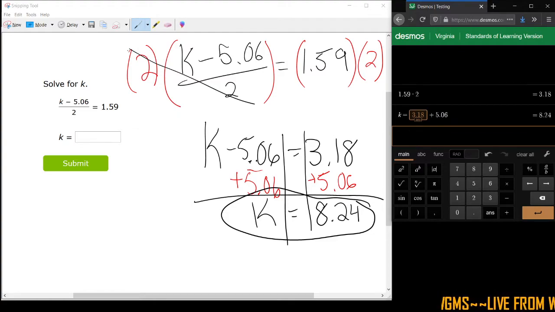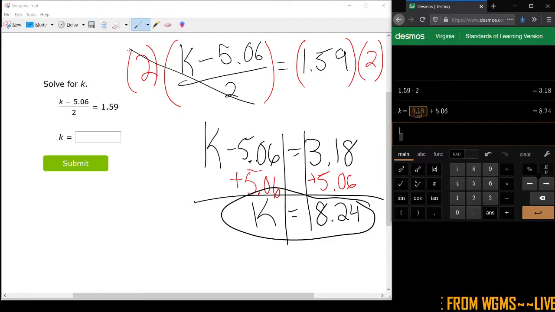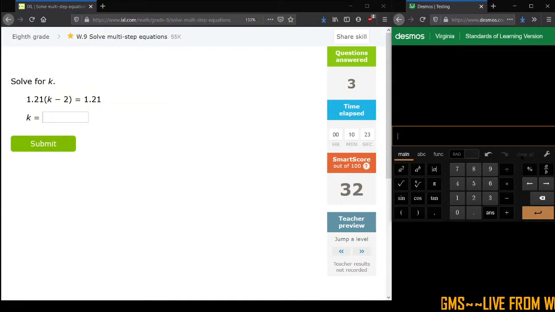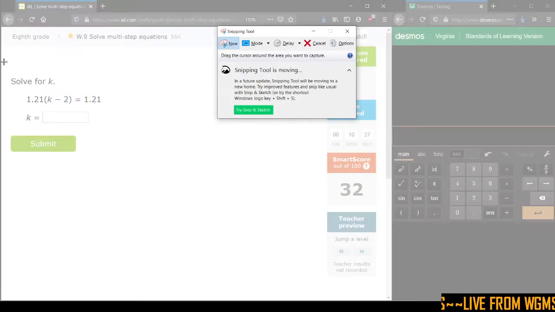So if I'm saying k, let me type in my fraction. I have k minus 5.06 over 2, and it does equal 1.59. So be very mindful of what your answer is. Again, we said our answer is 8.24. 8.24. Excellent. Moving through very smoothly.